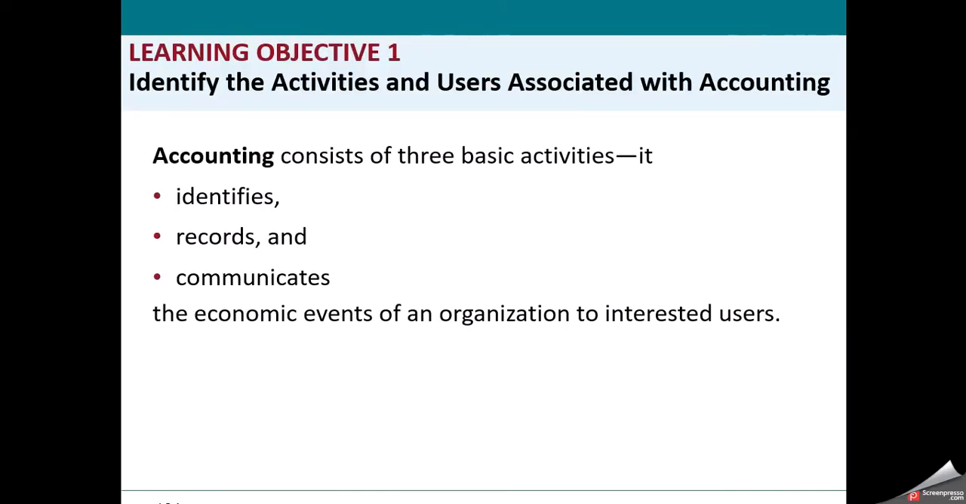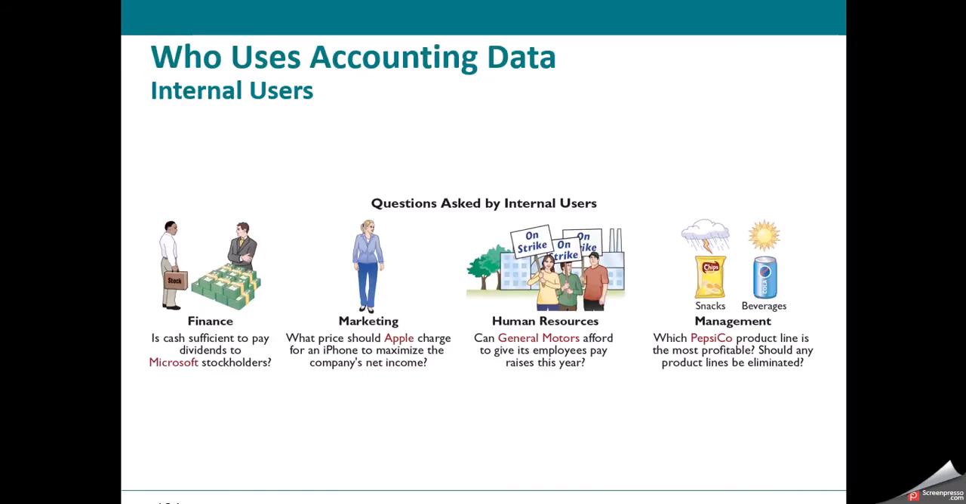So the first learning objective is identify activities and users that are associated with accounting. So basically in accounting, we are identifying what transactions need to be recorded. We then record those transactions and we communicate those events with interested users. And how we communicate them is through financial statements, which we will get to in a future chapter.